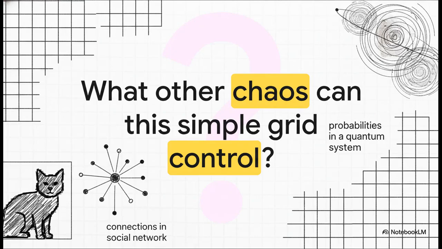And listen, this is just scratching the surface. We just used this grid to organize two little equations. But what if you used it to organize all the pixels that make up an image on your screen, or all the connections between people in a social network? What about the weird probabilities in a quantum system? I mean, if this simple grid can bring order to a couple of equations, just imagine what other chaos it's controlling silently all around us.